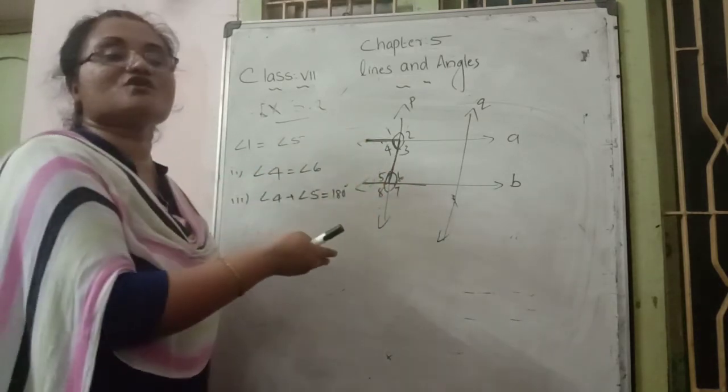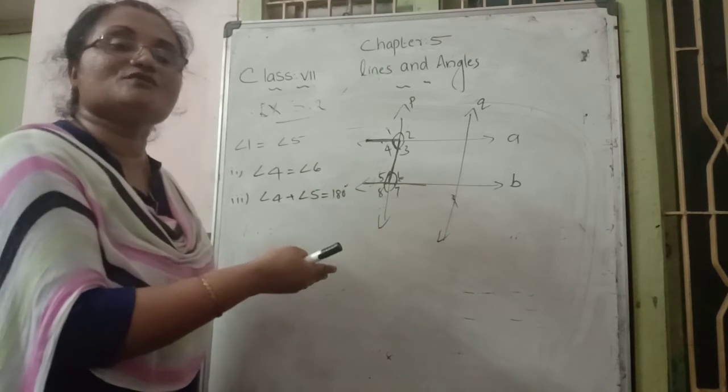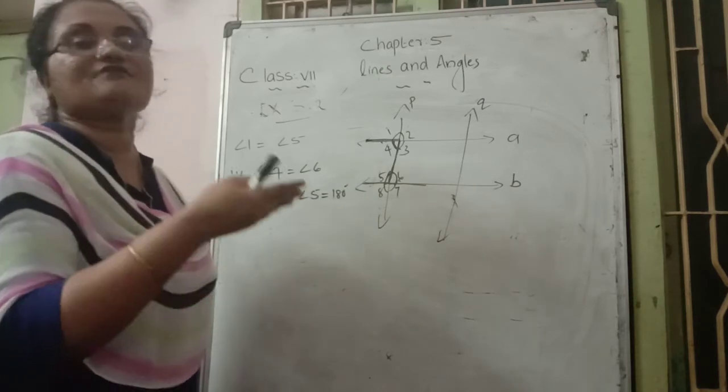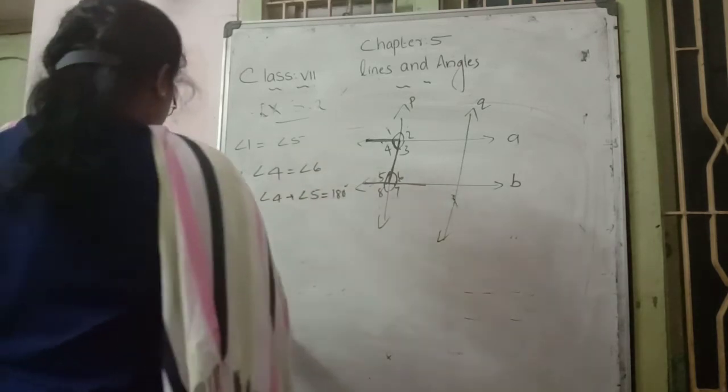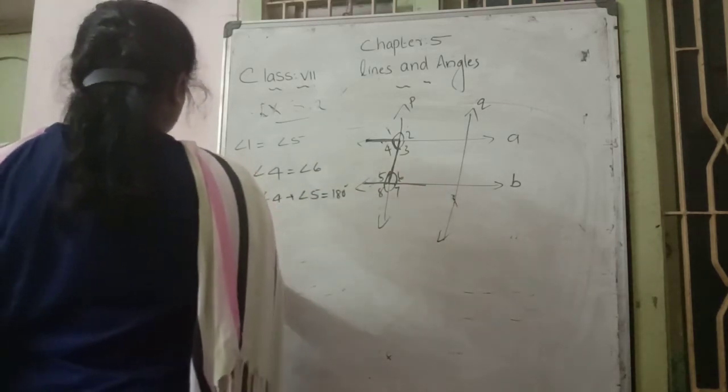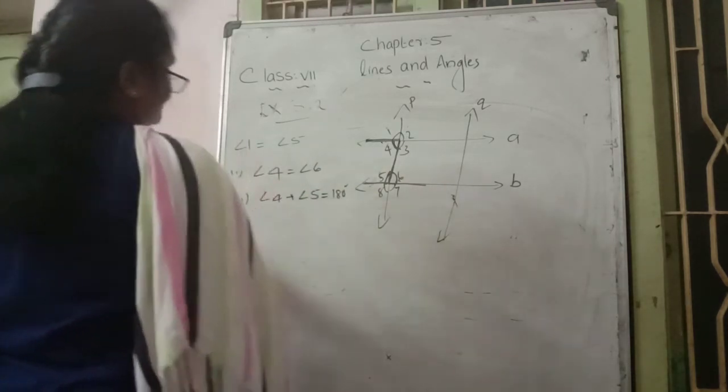That means co-interior angles. The sum becomes how many degrees? Supplementary angle. 180 degrees we also call by another name, a supplementary angle. These are the questions related to that exercise.